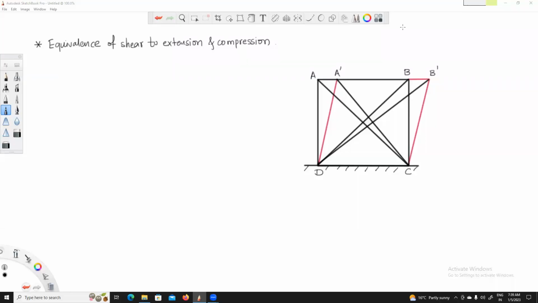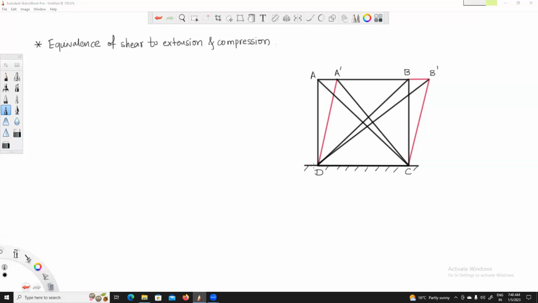Welcome to this class. In this class, we'll discuss the equivalence of shear to extension and compression. So I have already drawn a figure here. Let us consider a cube of length L. For the sake of simplicity of our discussion, I have just considered the front face of this cube as shown in this figure. Let us assume that A, B, C, D is the initial shape of the front face of the cube.